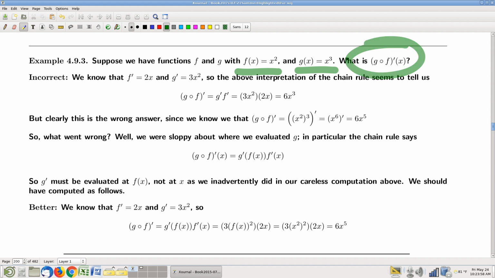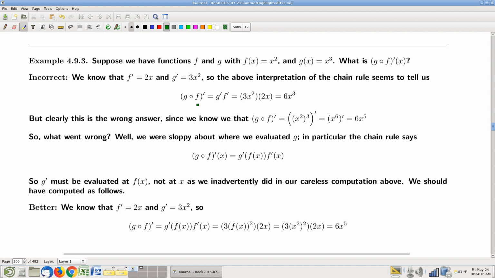And let's cheat before we go through the calculation. The cheat would be, well, I can see exactly what the composition is. The composition is x to the 6th. The derivative of x to the 6th is 6x to the 5th. We know that's the right answer. Let's keep that in mind as we go through the calculation.